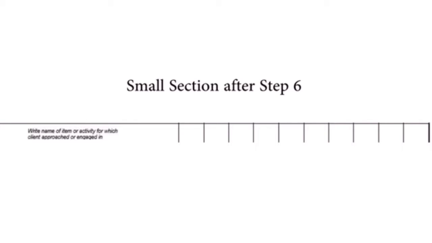After the completion of step 6, take a look at the small section. In this section, you will write the name of the item that the client approached or the activity that the client began to start. Having this information comes in handy when reviewing the data after the session, either to provide feedback to the instructor on the performance or to calculate reliability between observers.